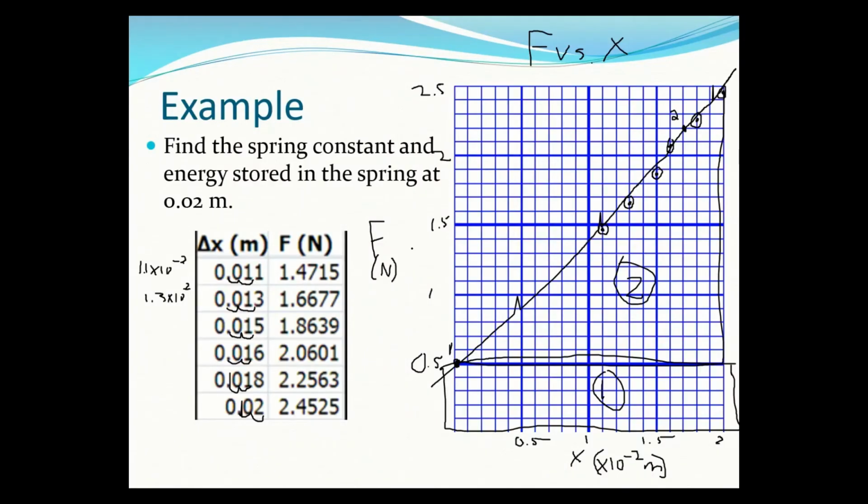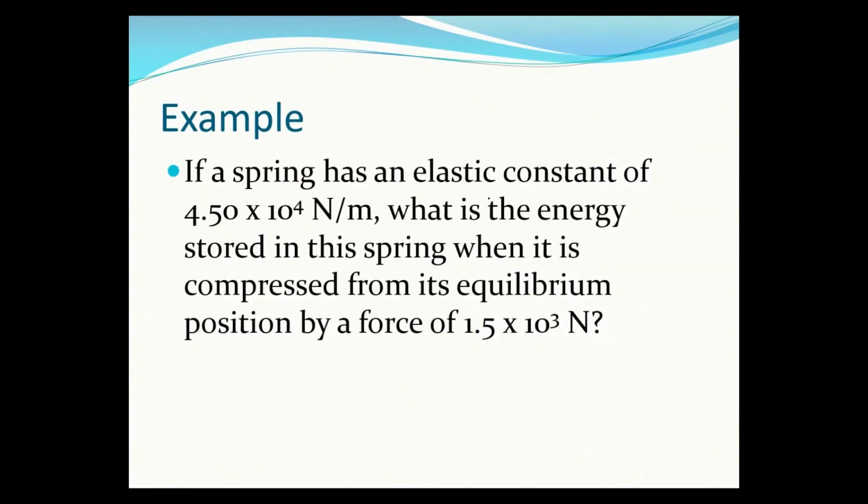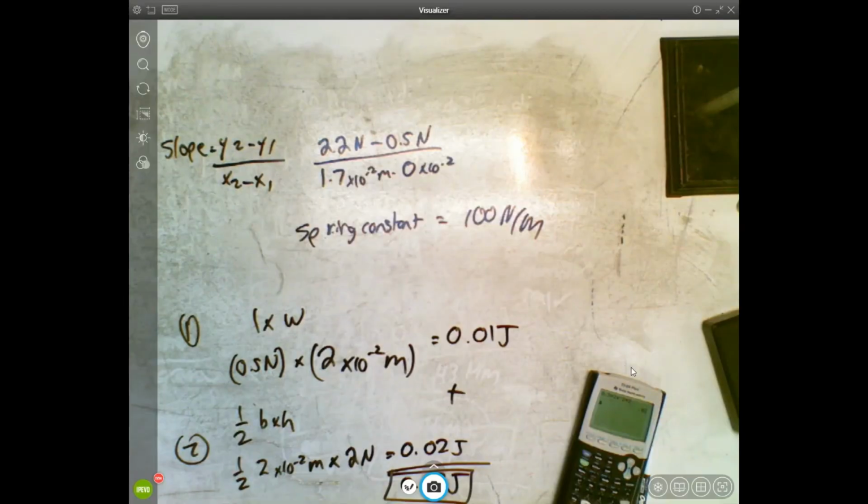So I have one more question for you that I'm going to do right here. If a spring has an elastic constant of 4.5 times 10 to the 4 newtons per meter, what is the energy stored in the spring when it's compressed from its equilibrium position by a force? So they give us a spring force, and they give us a spring constant. That's what we're going to use to solve this question.